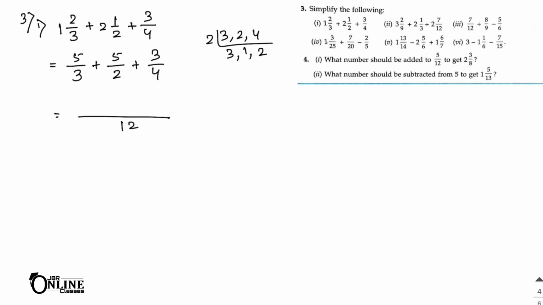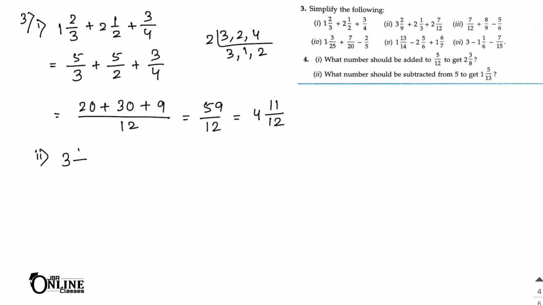Now 3 4s are 12, that means 4 into 5, it's 20. Then 2 6s are 12, 6 into 5, it's 30. 4 3s are 12, 3 into 3, it's 9. So that means here 59 by 12. Okay, 59 by 12 means 4 whole 11 by 12. That is your answer.